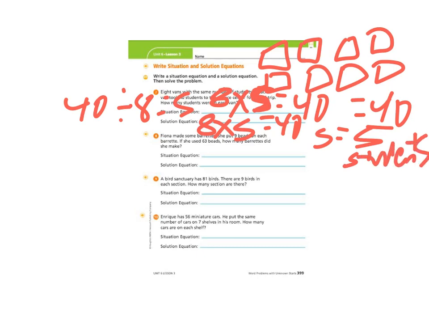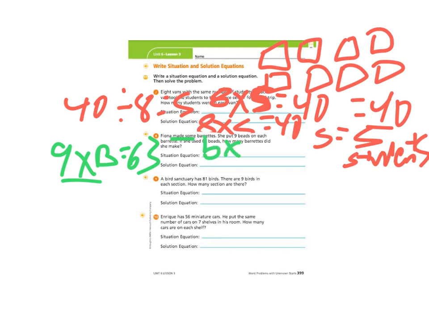I'll do one more for you. Alright, Fiona made some barrettes. She put 9 beads on each barrette. So what we don't know is how many barrettes she made. So she made some barrettes. 9 beads on each barrette equals 63 beads. So my situation equation would be what we don't know comes first. So B times 9 equals 63.